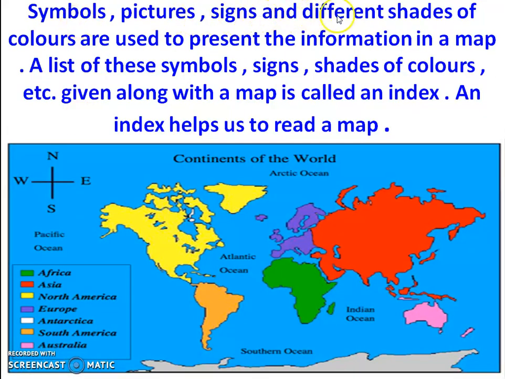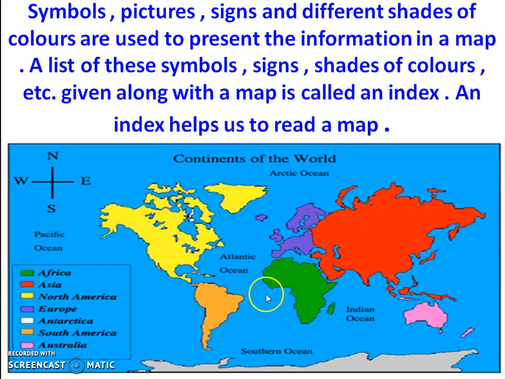Symbols, pictures, signs, and different shades of colors are used to present the information in a map. A list of these symbols, signs, shades of colors, etc. given along with the map is called an index. An index helps us to read the map. Here the continents of the world map are given, and here the index is given. In the index, colors are used.